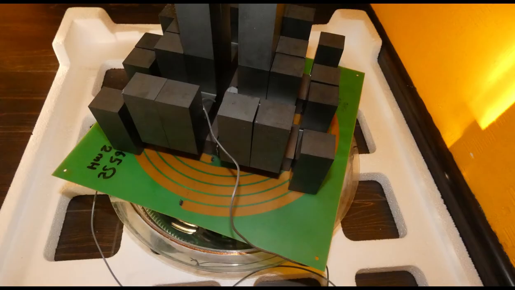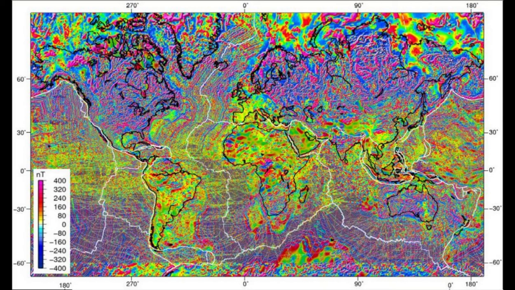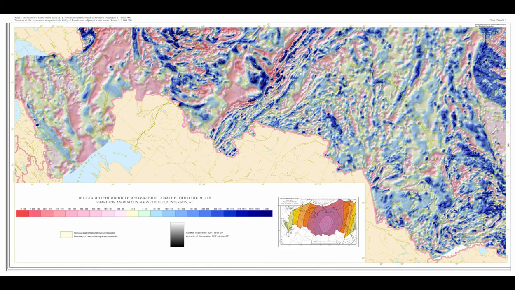Frequencies 0.03 to 0.3 Hz and 0.3 to 3 Hz. Wavelengths 1 to 10 million km and 100 to 1,000 km belong to geomagnetic pulsations.